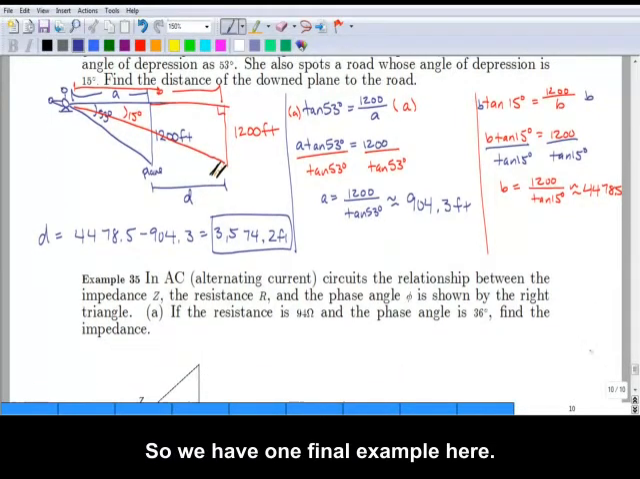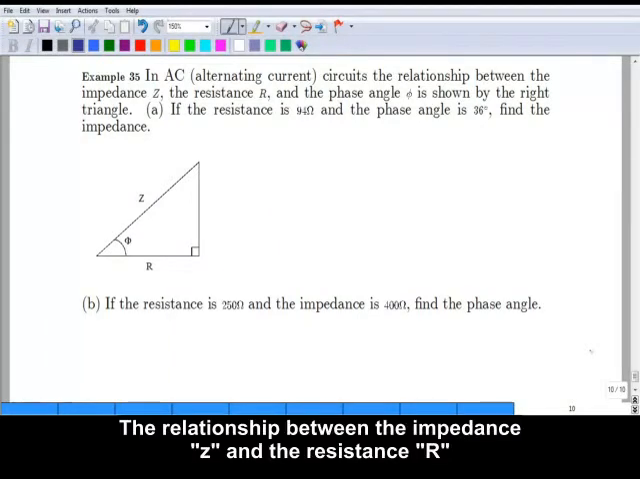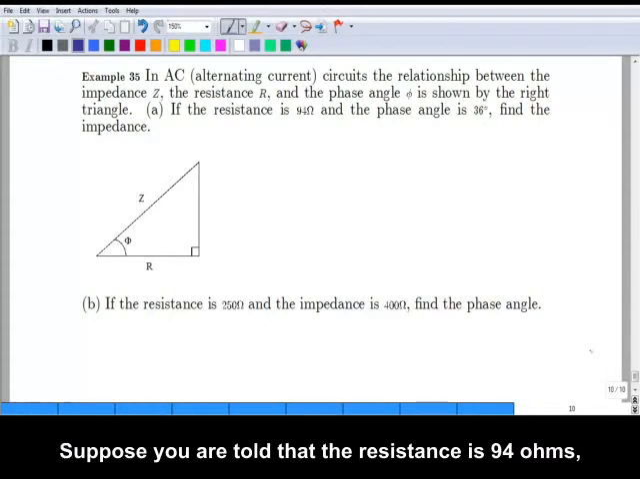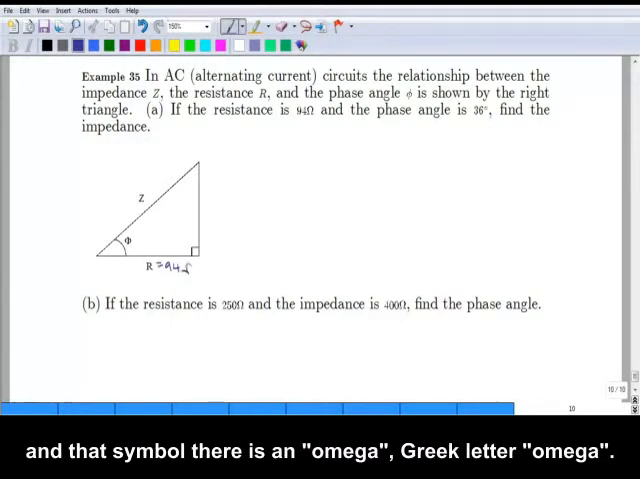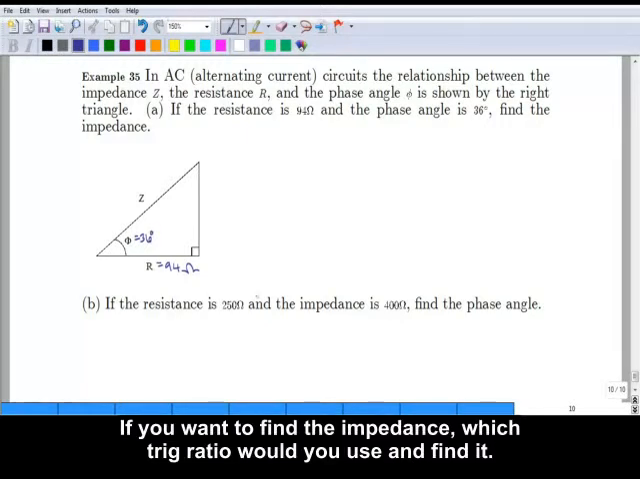So we have one final example here, and it deals with electronics. In an AC, or alternating current circuit, the relationship between the impedance Z and the resistance R, and the phase angle is shown by the right triangle I have drawn. Suppose you are told that the resistance is 94 ohms, and that symbol there is the Greek letter omega, which means ohms, and the phase angle is 36 degrees. If you want to find the impedance, which trig ratio would you use to find it?